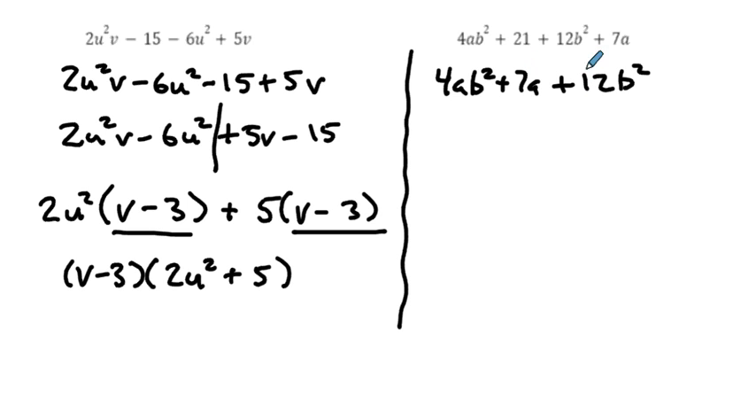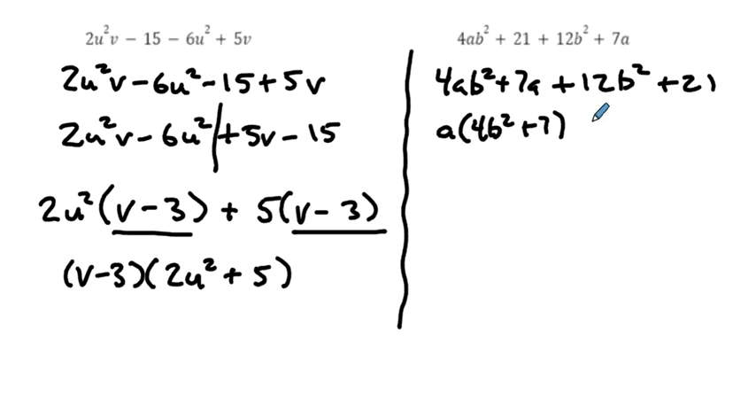So we have 12b squared, and then we're going to move this plus 21 out to the fringe here. Okay? Now let's pull some stuff out and see what we get. Well, I can pull out an A. That's really about it, right? But it's something, right? And that's going to leave me with 4b squared because it's just what's left when you pull that A out, plus 7.